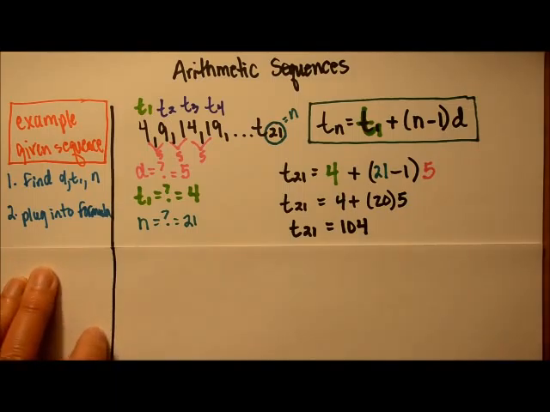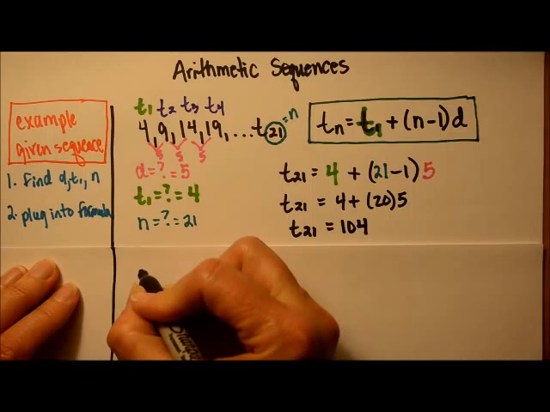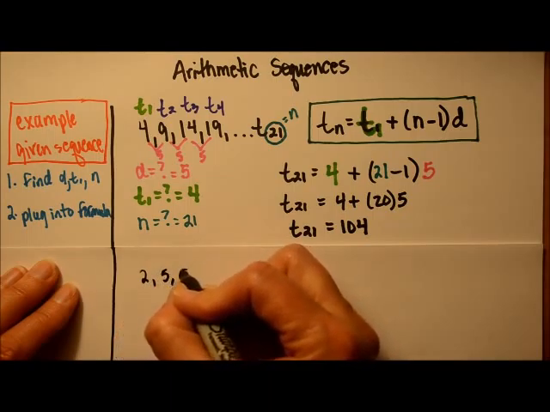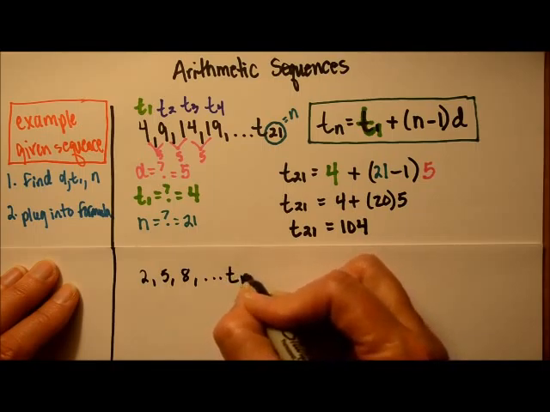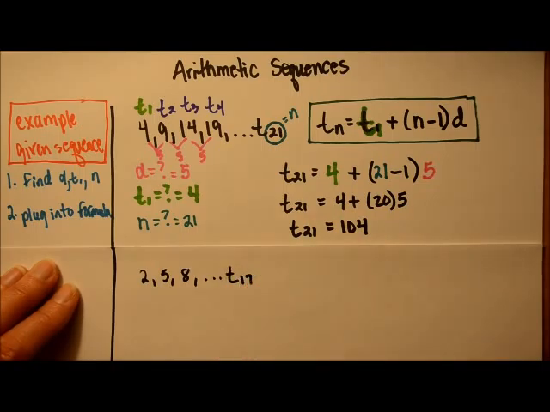Okay, here's one for you. Here's your sequence. I have 2, 5, 8, T sub 17. All right, pause your video, see if you can do it yourself, and then come back to the video and we'll see how you do.